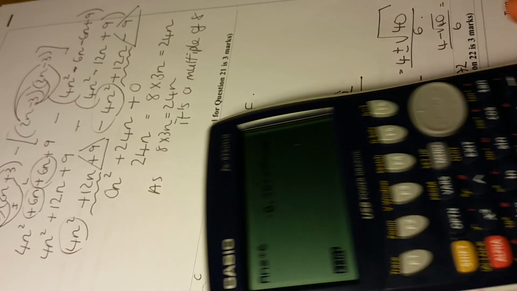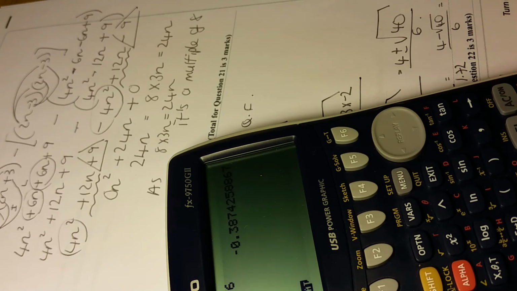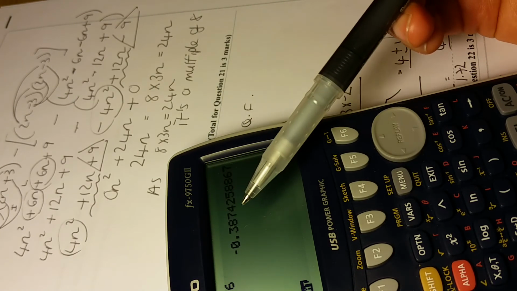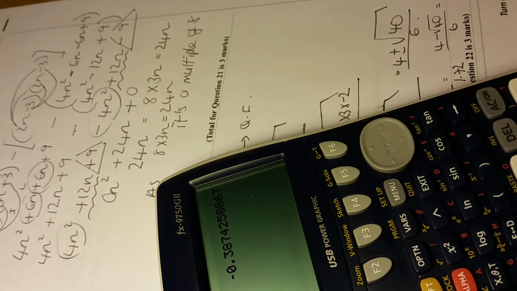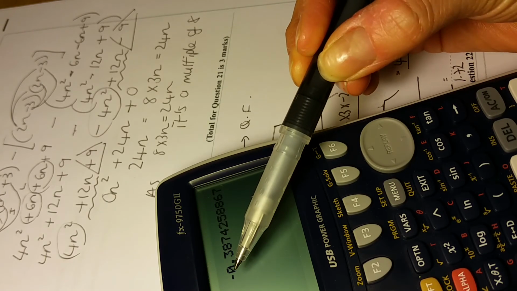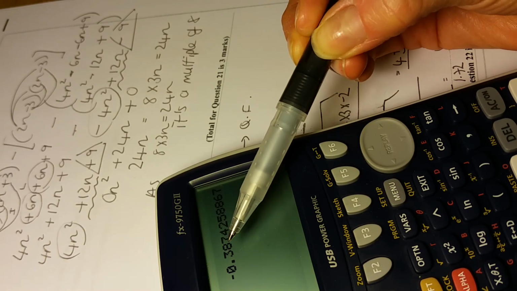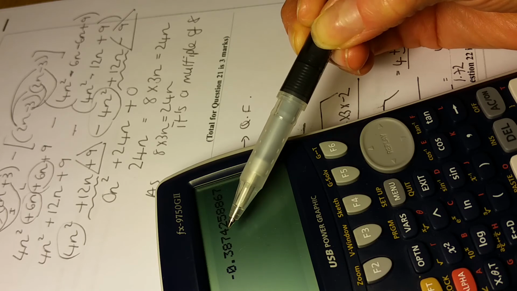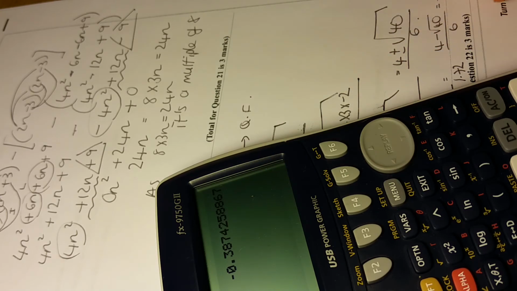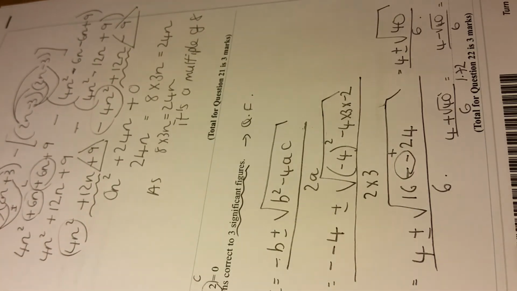That's 3 minus. I get negative 0 point. Now, if it's 3 significant figures, that was my bank balance, I'm not bothered about that. That's not significant to me, but I would go 1, 2, 3, and then look to the right, so that 4 doesn't round that up, so negative 0.387. Okay, so they're your 2 solutions.